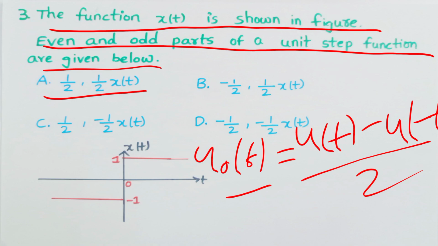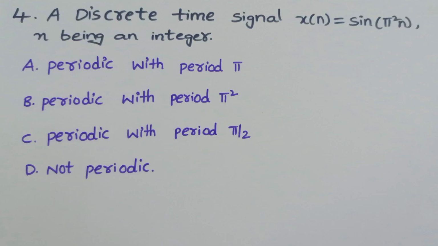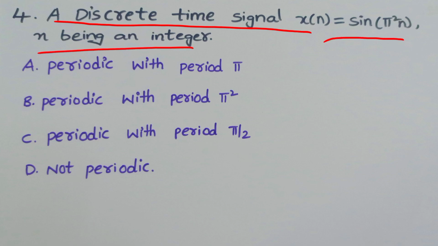Now coming to the fourth question. It is a discrete time signal, x of n is equal to sine pi square n, where n is an integer. Now we have to find whether the signal is periodic or aperiodic. If the signal is periodic, then what is the period of the signal? We have four options.